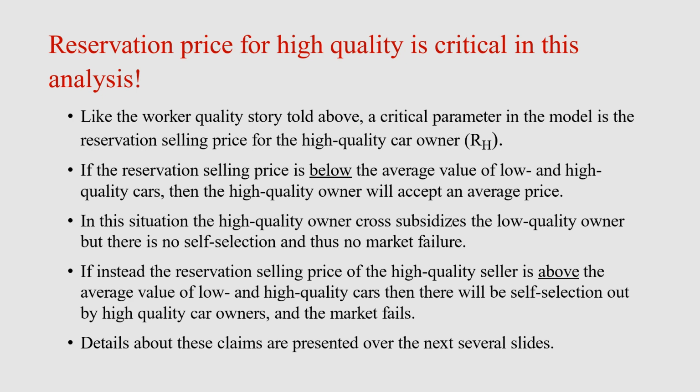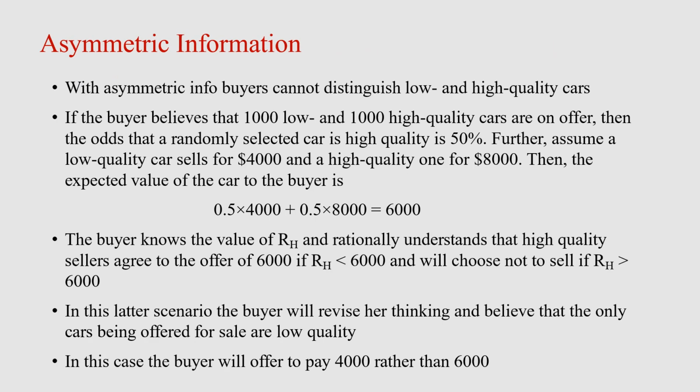So we're going to look at some of the details in this regard. Asymmetric information is the problem. With asymmetric information, buyers cannot distinguish low and high quality cars. If the buyer believes that 1,000 low and 1,000 high quality cars are on offer, then the odds that a randomly selected car is of high quality is 50%. Further, we assume a low quality car sells for $4,000 and a high quality one for $8,000. Then the expected value of the car to the buyer is $6,000, half of $4,000 plus half of $8,000.